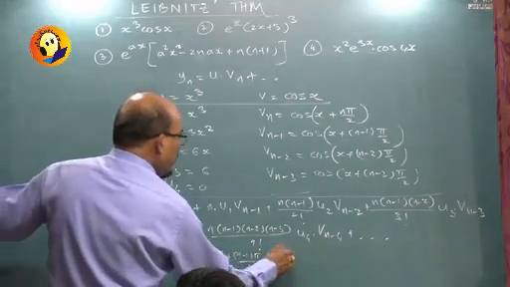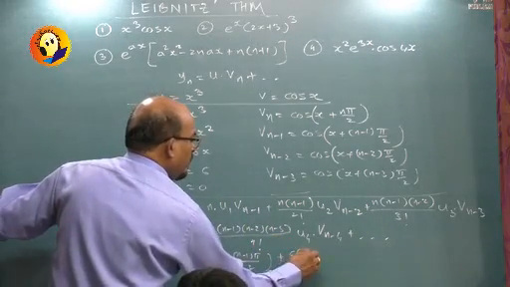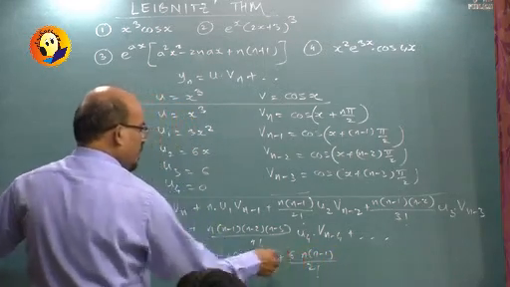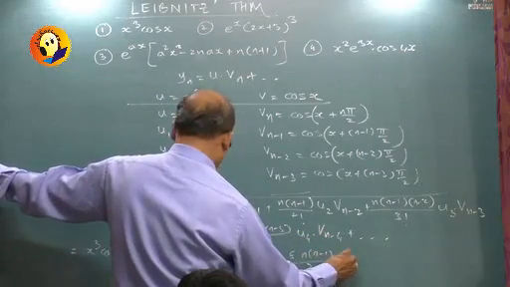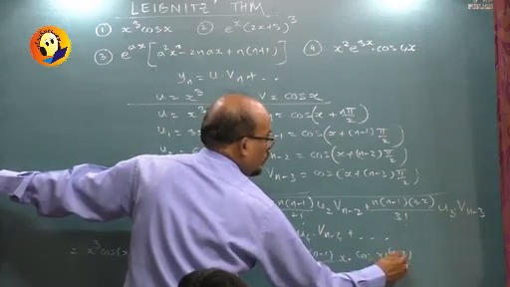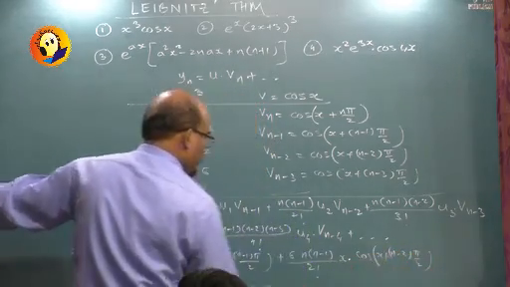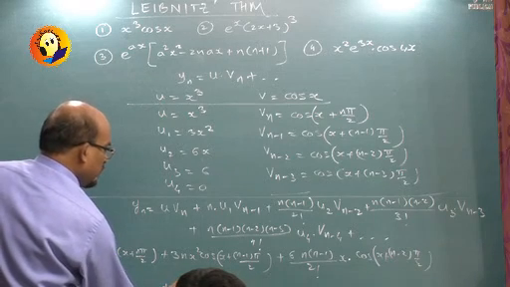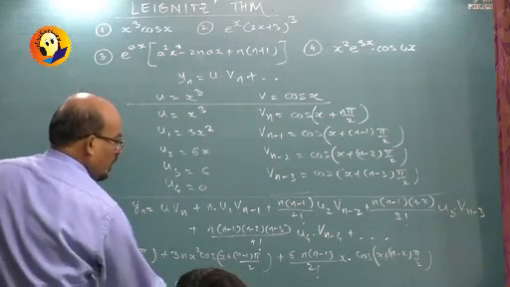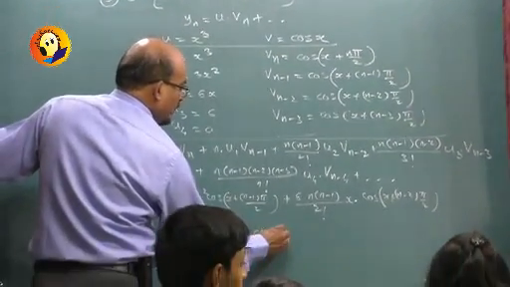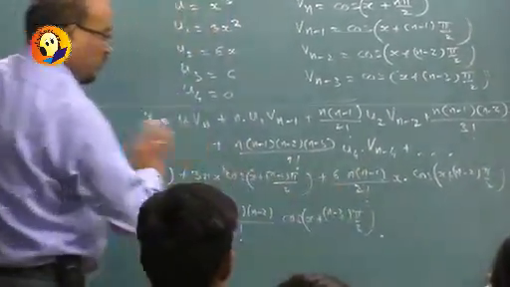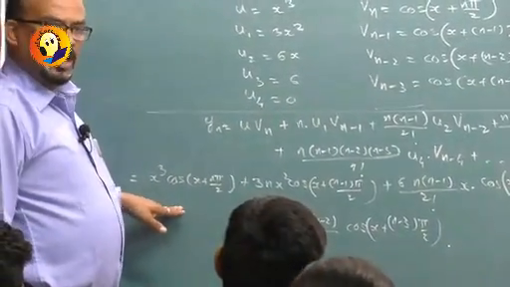Then plus it will be 6 into n into (n minus 1) upon 2 factorial. So again it will become 3 into x into cos of (x plus (n minus 2) pi by 2) plus 6 into (n minus 1) into (n minus 2) upon 3 factorial cos of (x plus (n minus 3) pi by 2). That's it, full stop. There is nothing dot dot dot. The answer remains in this way.